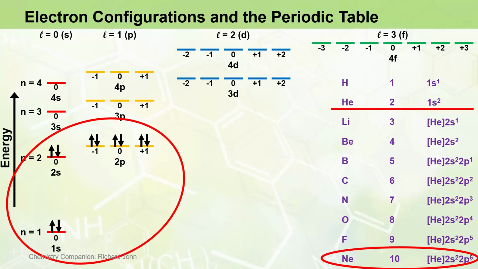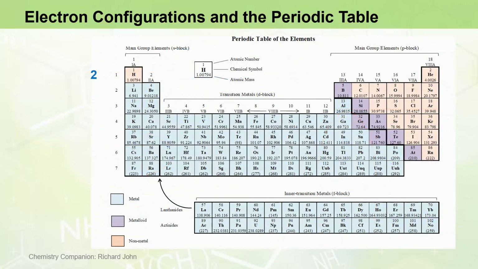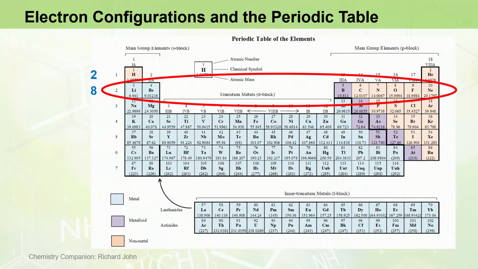The other thing to note is that these 8 elements here correspond to the filling of the 2s and 2p subshells within the n equals 2 shell. If we have another look at the periodic table, we see that period 2 has 8 elements in it in total, 2 of them in the s block and 6 of them in the p block.